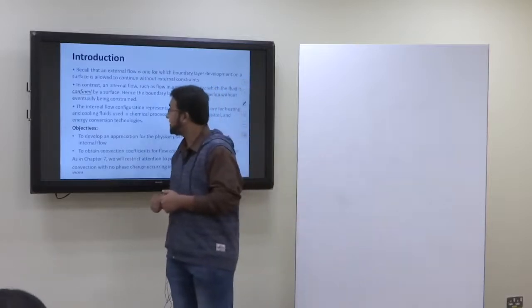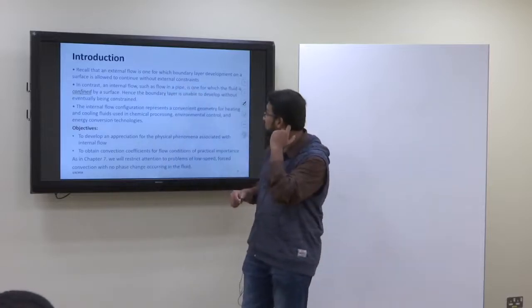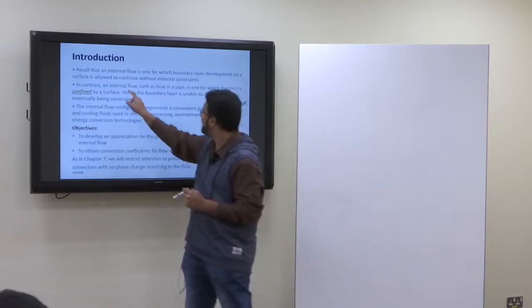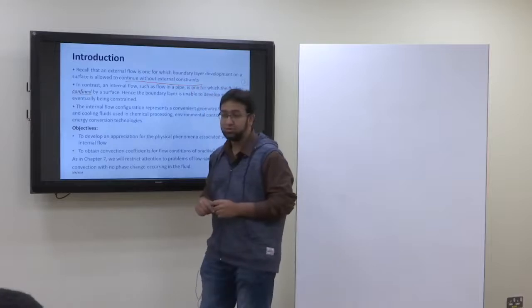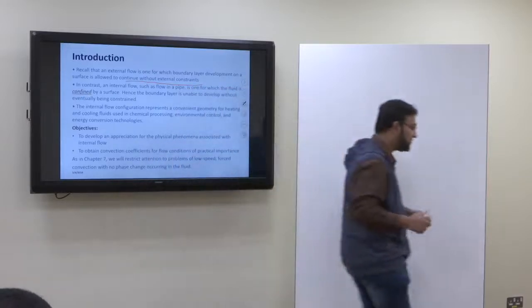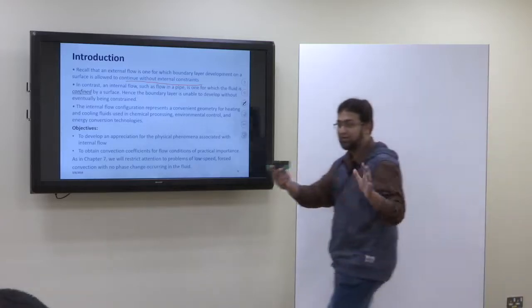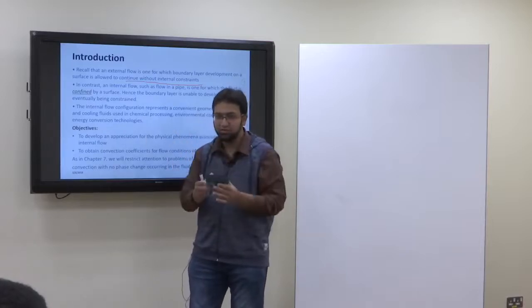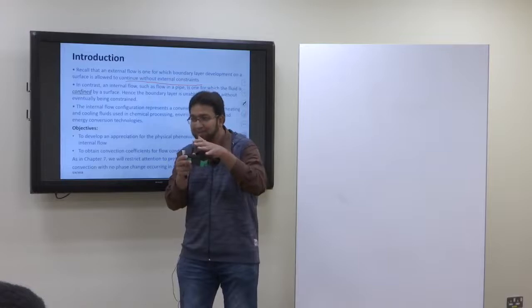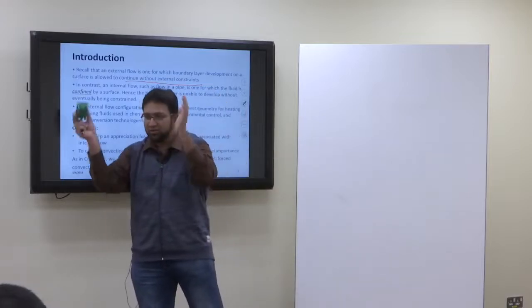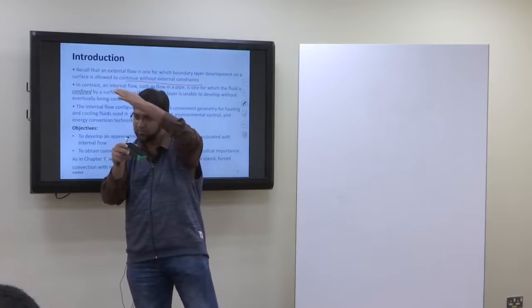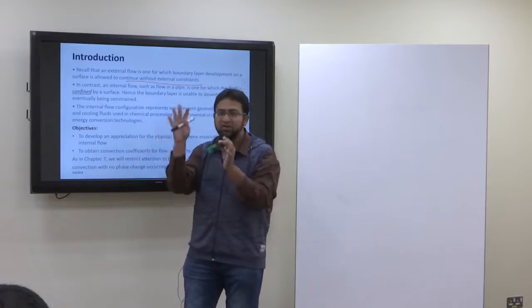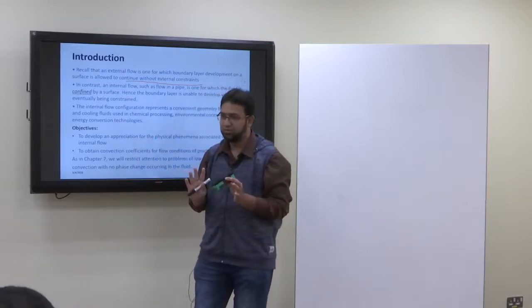Okay, so let's talk about the introduction. Recall that an external flow is one for which boundary layer development on the surface is allowed to continue without external constraints. If you remember, in the case of external flow, you had a flow over the plate or over the pipe or sphere, and the boundary layer keeps on developing until it is fully developed, or it is developing, right? So the thing is that it is not constrained. Nobody is stopping it from developing, right?